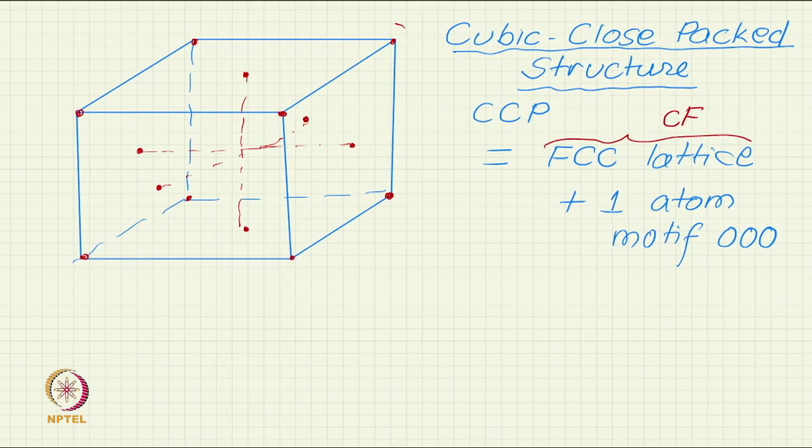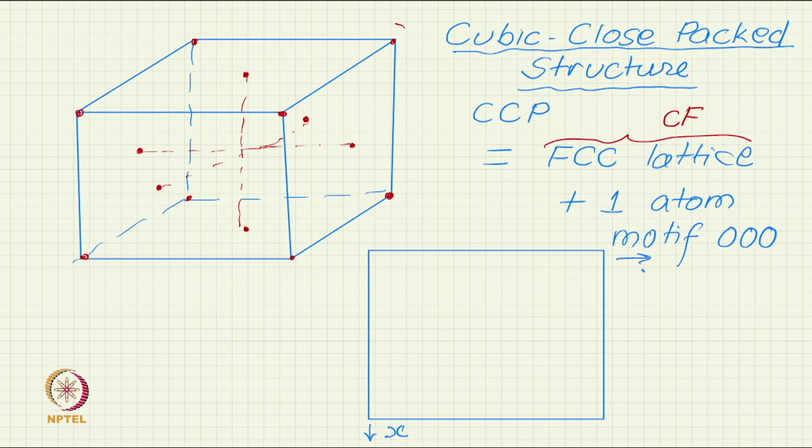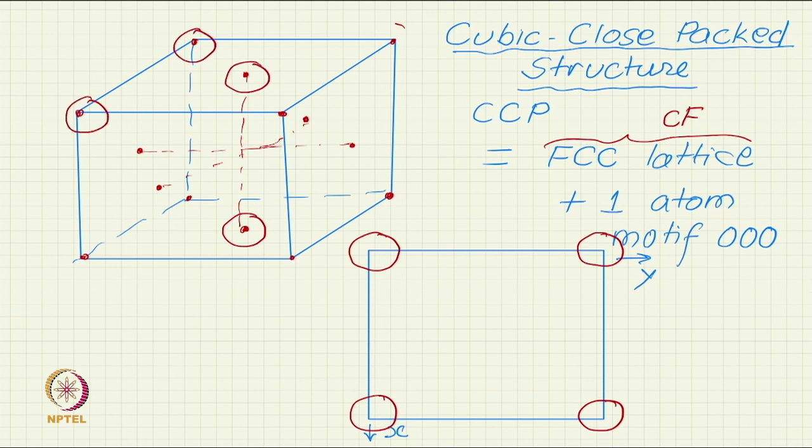So, if we now draw the projection of this, the 8 corners will project into these 4 locations, but there are 6 face centers also. This bottom face center is right on the face itself, but in the center. So, this is again at 0 height, but it comes there.